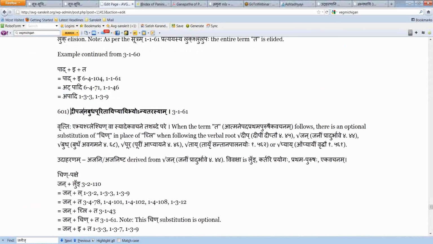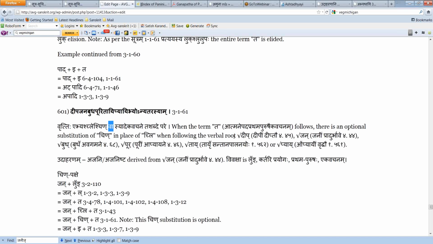These roots take this chin only optionally, Anyatarasyam. So this Ebhyaha chilesh chin Vasyad, Ekavachane ta shabde pare. All the same conditions apply, but it is Va, it is optional, Anyatarasyam. So when the term Ta, Atmanepada Pratham Purusha Ekavachanam follows, there is optional substitution of chin in place of chili.